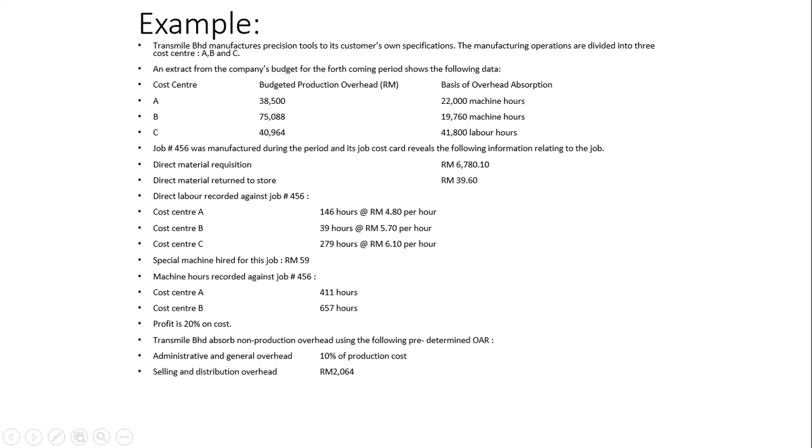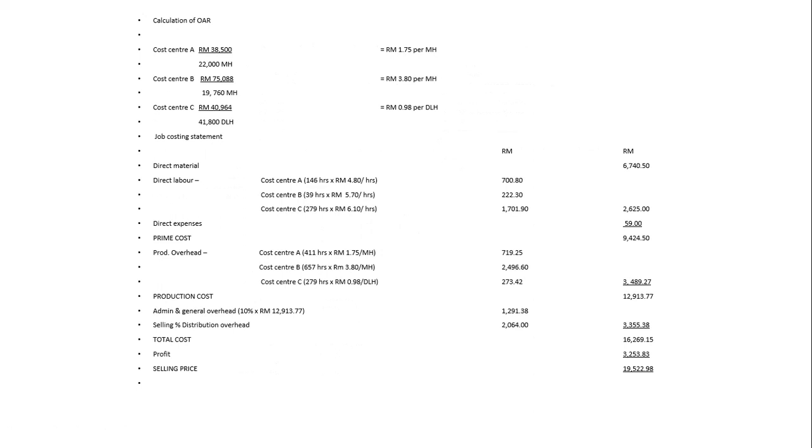And this is the hired special machine, 15 ringgit. That one is the direct expenses, and this is the actual basis for the machine hour. And the profit is using the first method, which is 20% on cost. And the last information given is all the non-manufacturing costs, which are admin and selling. Okay, so before we prepare the job costing statement, the first step is you need to calculate the OAR first.